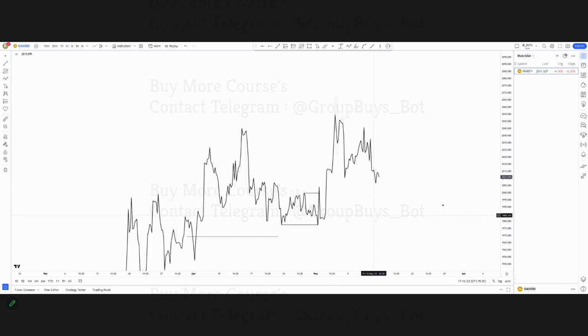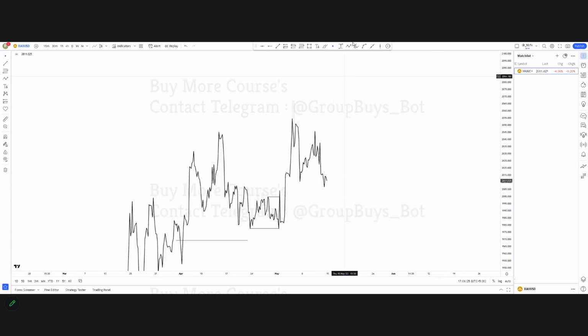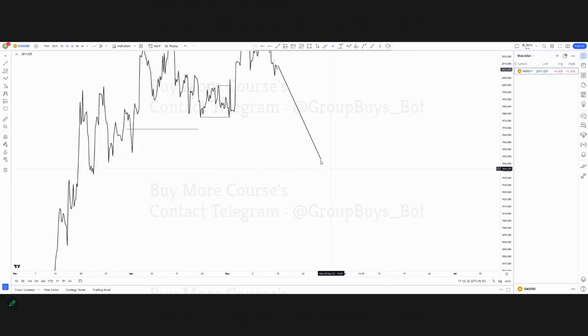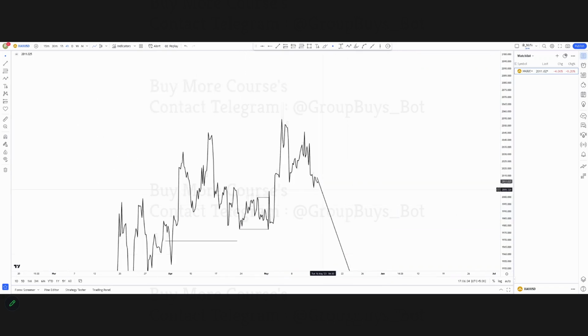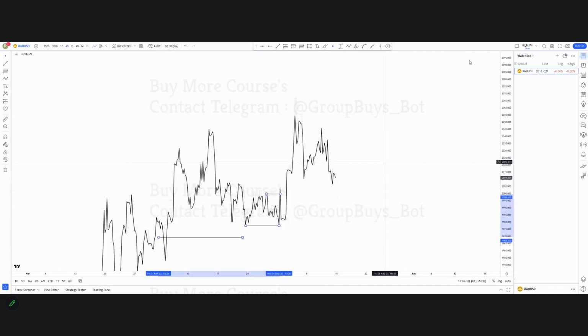Let's see. Okay, let's see. Now we are in the obstacle zone. Price might come below. Yeah, price might come below and break this low. If price broke this low, then chances are price is going to go lower. So that is how we look at our bias using the storyline concept.